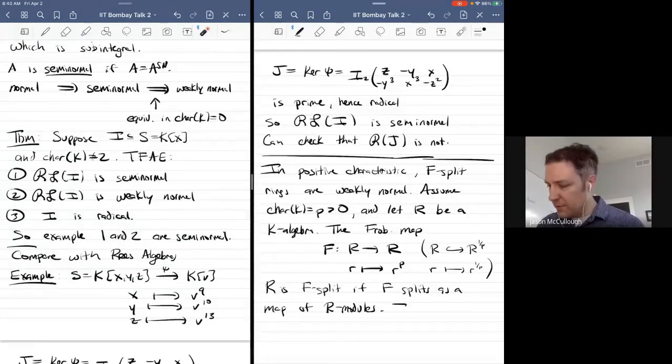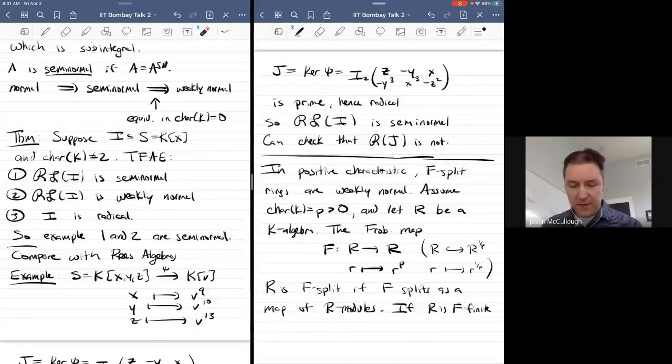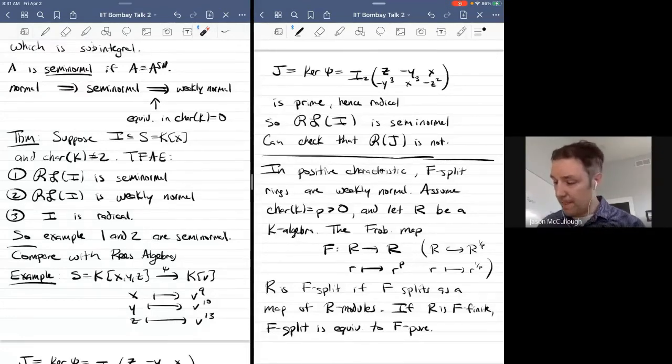And in the reasonably nice setting when R is F finite, so when R is a finite module over itself via this map, or in other words, that R to the 1 over p is a finitely generated module over R, F split is equivalent to being F pure, where you just ask that this map is pure as an R module homomorphism. In other words, when you tensor with the identity map on any module, it stays injective.